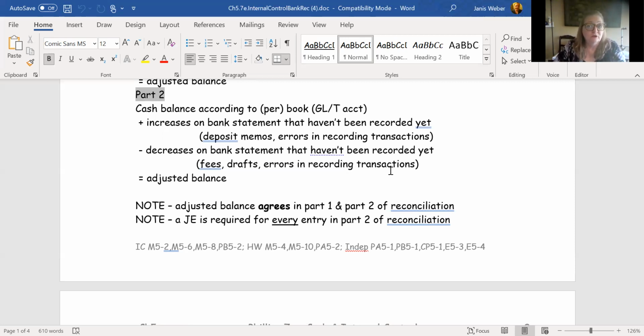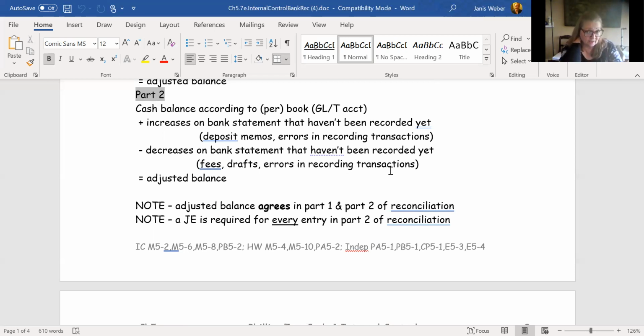And so errors that the books made could also be found and corrected here. If you transposed a number when you were posting a check, and then when it came through the bank you saw it was a different amount, you would have to correct it when you're making your adjustments on the book side of the reconciliation.